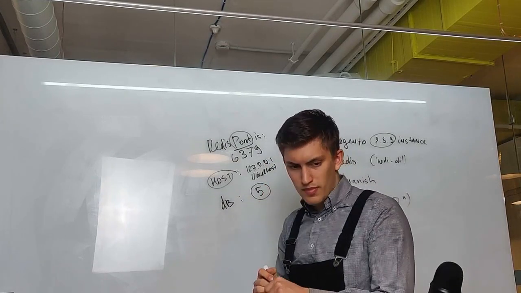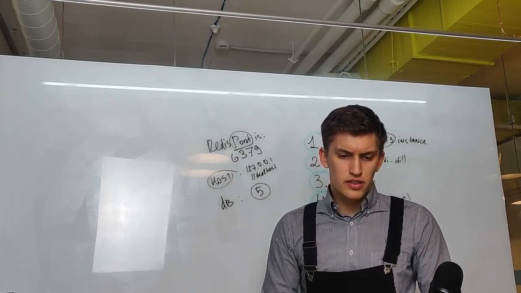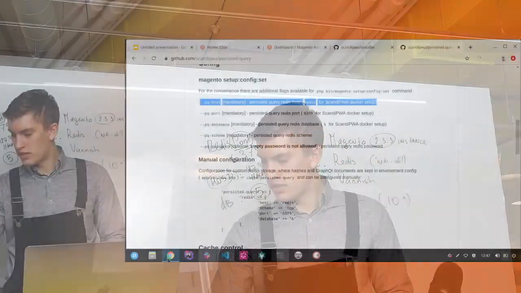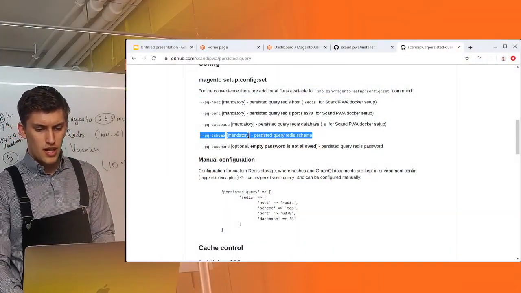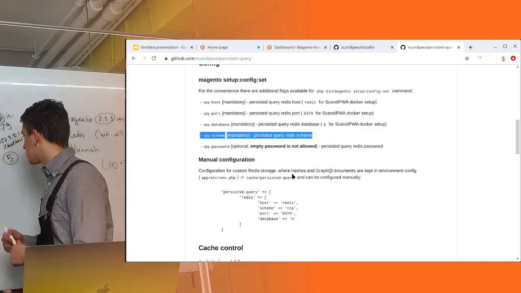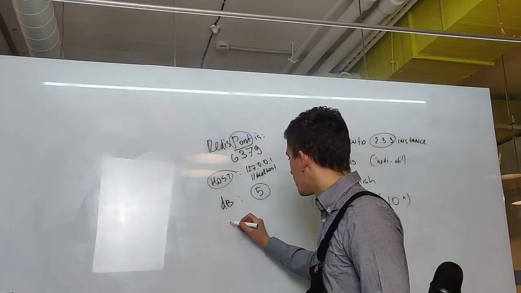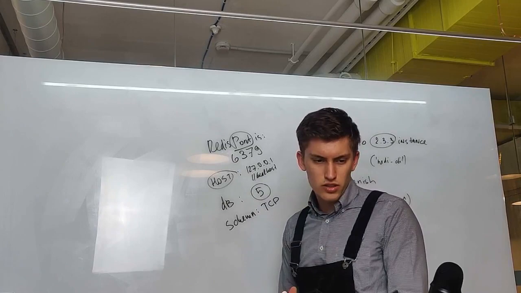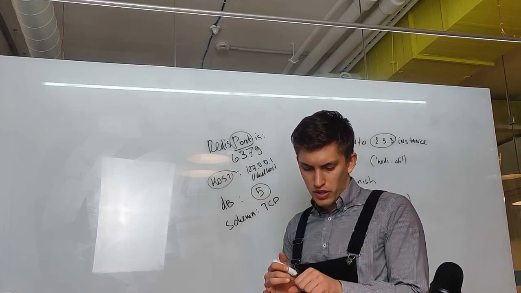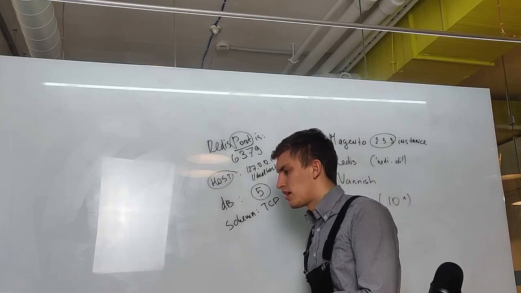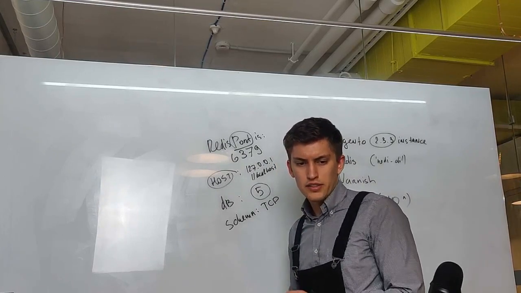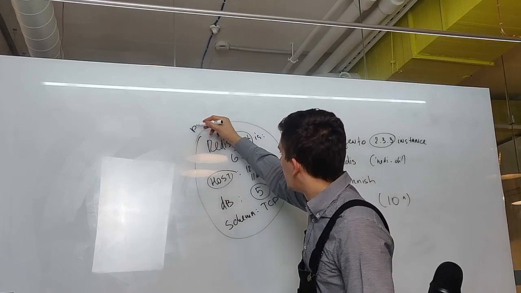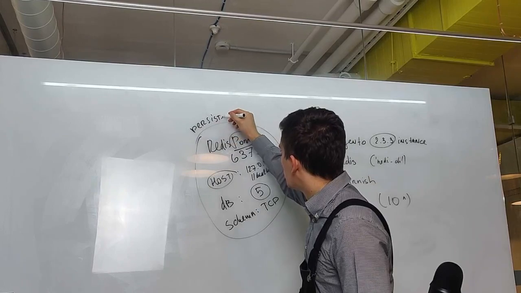Very good. And now what else we need is the persisted query scheme. We can see it here. So the persisted query schema, and you know that by default it's TCP. So let's write here that the schema in our case is TCP, and also the PQ password. We don't have it because the Redis CLI is available without the password. Very good. So that's pretty much the configuration we need for persisted query.